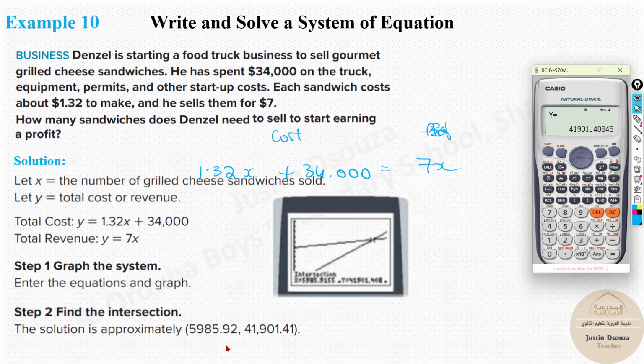So when he sells so many sandwiches, adding the cost for each sandwich and whatever he has spent will be 41,901. He breaks even. And after that, for each sandwich, he will be making a lot of profit, right? He'll be making nearly $5.7 for each sandwich he sells. He'll make $5.7. So that is about it.